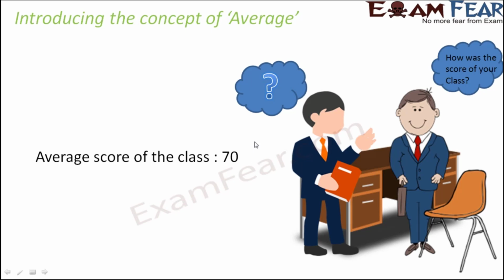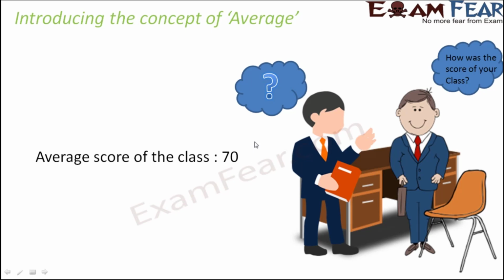So this basically means that some students would have scored less than 70, some students would have scored more than 70, but if we assume everyone scored the same, then each scored 70. But actually not everybody scored the same. There are students who scored 90, there are students who scored 50. But when you distribute marks evenly between all the students, then you can say that the average score of the class is 70.